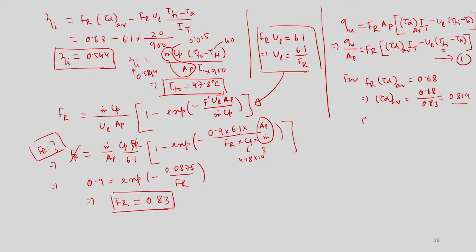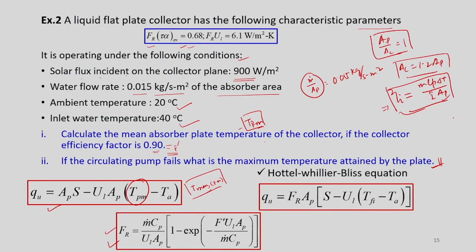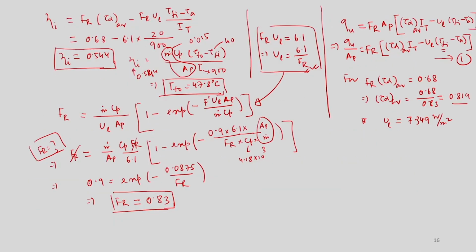Okay. FR is known, and so if we substitute the FR value in this expression, we can calculate UL, which will be equal to 7.349 watt per meter square Kelvin. Let me check the unit here. Yes, it is Kelvin. Sometimes it is in Celsius also.